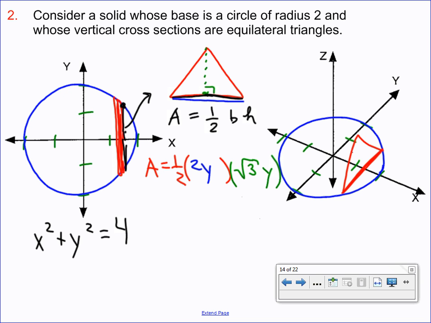All right, can we rewrite that in terms of x's? You bet your boots. Over here, I know that y equals, again, plus and minus square root of, I'll just go ahead and do the square root of 4 minus x squared.